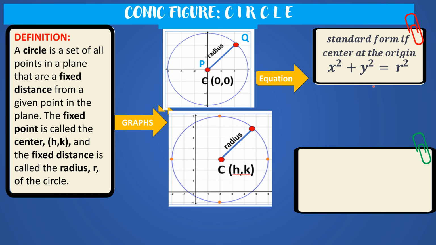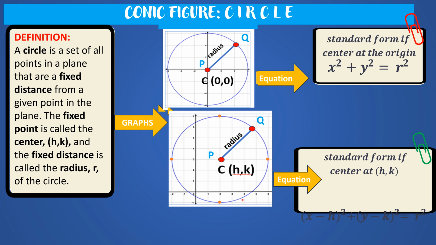But what about this graph? So this time, our center is no longer the origin. As you have seen, it is no longer at (0, 0), but it is on this quadrant 1. So this is represented by (h, k). So the h there is a constant other than 0, as well as the k. So again, the point P and the Q, or the segment PQ, is said to be the radius. So what will be the standard form if the center is (h, k)? Okay, so the standard form is (x minus h) quantity squared plus (y minus k) quantity squared equals r squared.